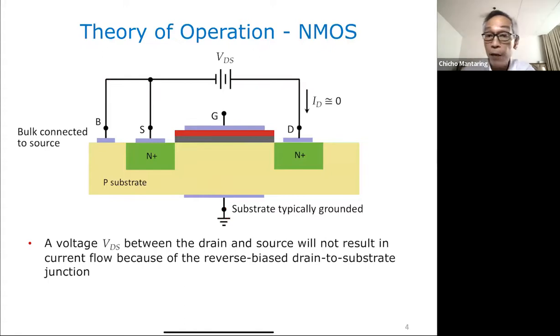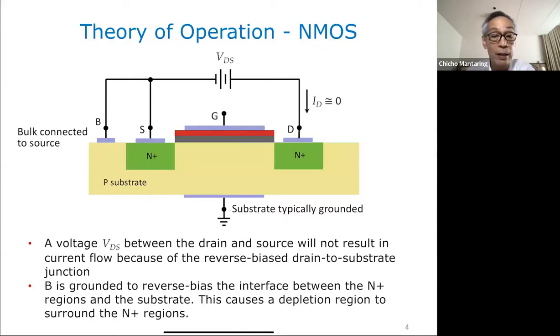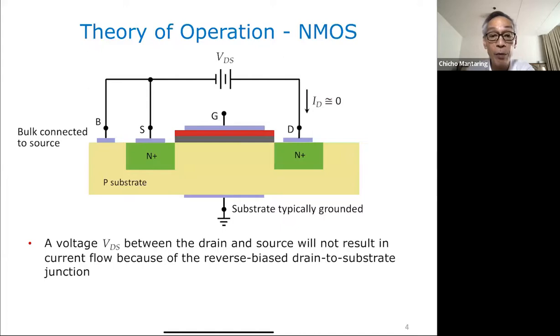Okay, what will happen if I apply a voltage VDS where my drain is positive with respect to my source? I don't expect any current to flow. Can somebody explain to me why current will not flow? Anyone?